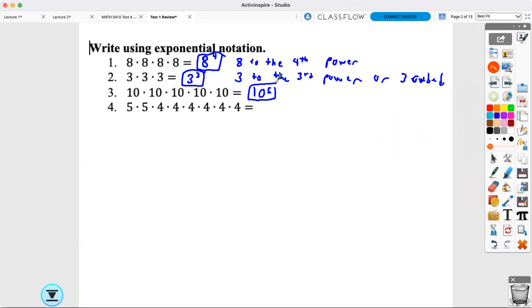What about number 4, class? 5 squared times 4 to the 6th power. Excellent again.